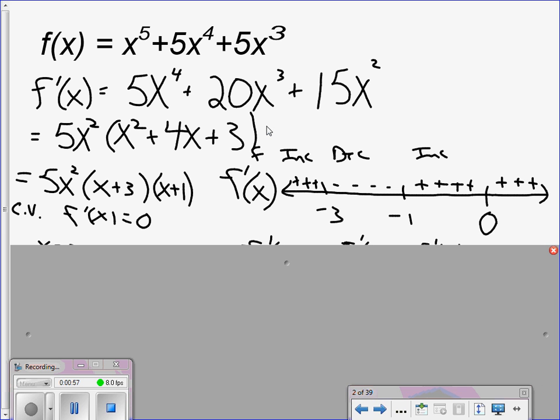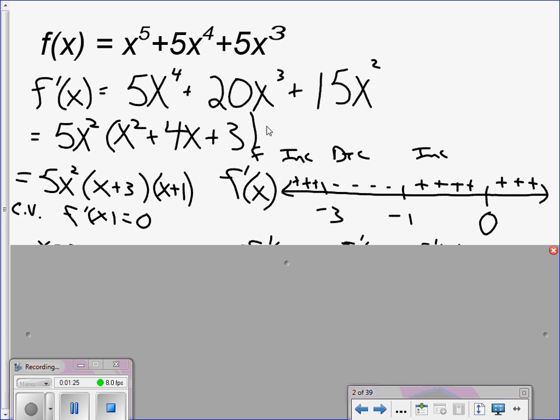When you factor, first you pull out the 5x squared. And guys, if you're looking at your work and you pulled out the 5x squared and then you see you have to factor the x squared plus 4x plus 3, don't forget to keep bringing down the 5x squared. That's part of your first derivative. That's also a factor. Don't leave them behind. So yeah, the first derivative is 5x squared times (x plus 3) times (x plus 1). And it's equal to 0 when x is 0, -3, and -1.